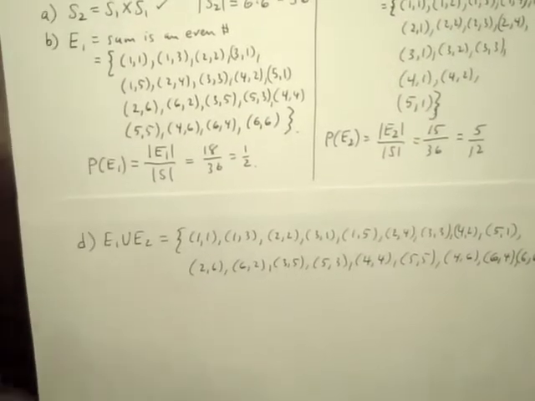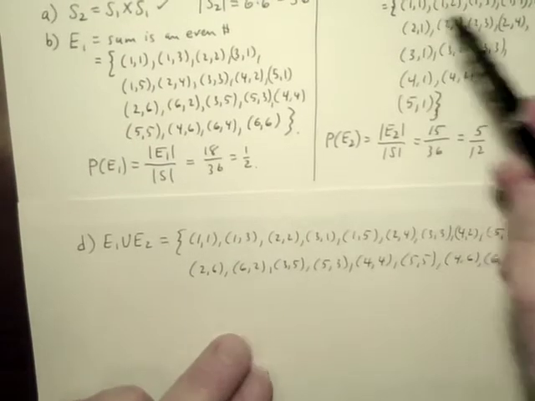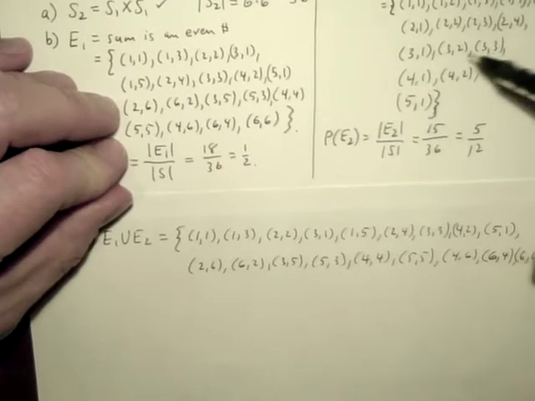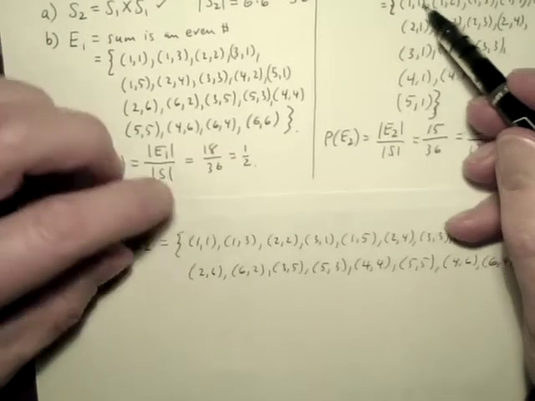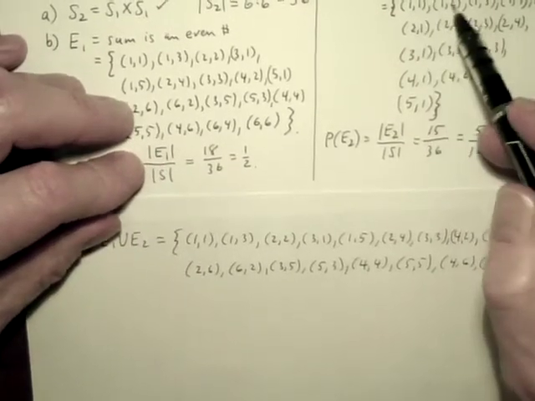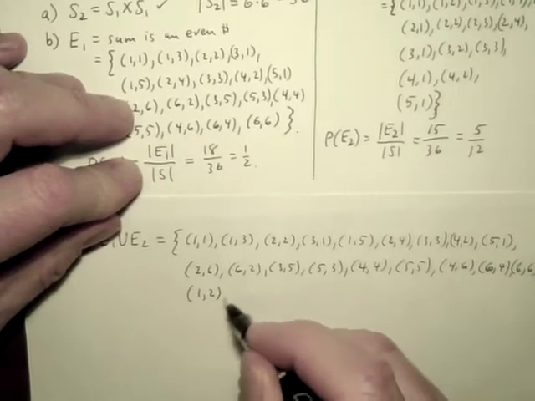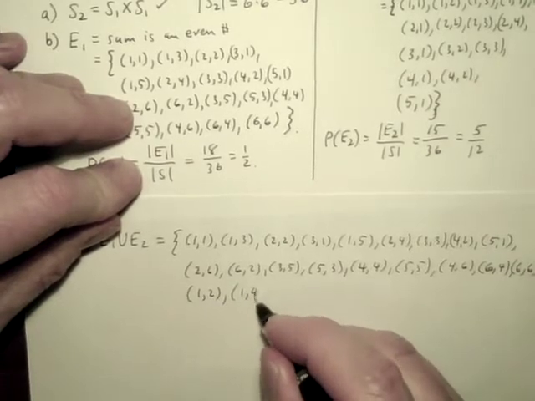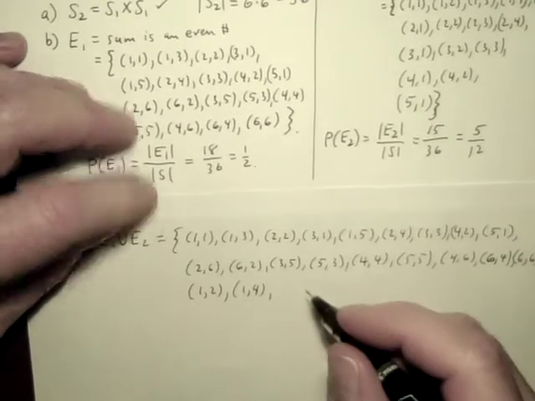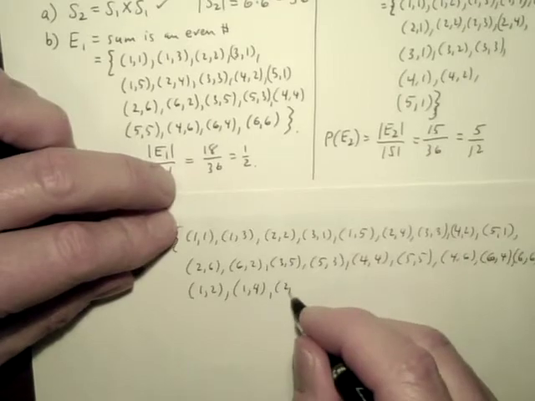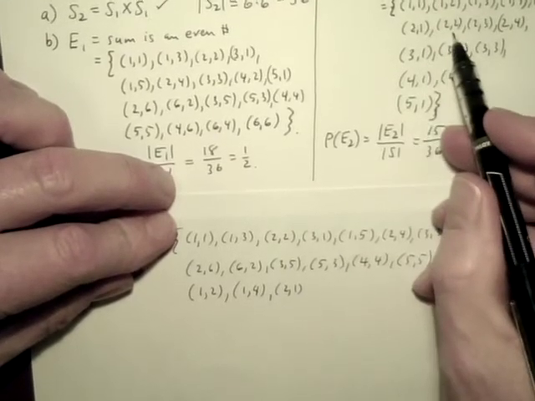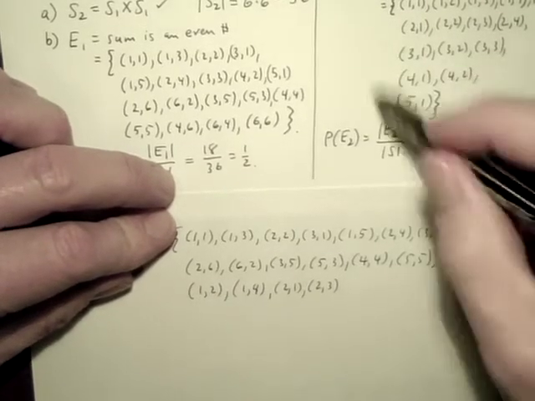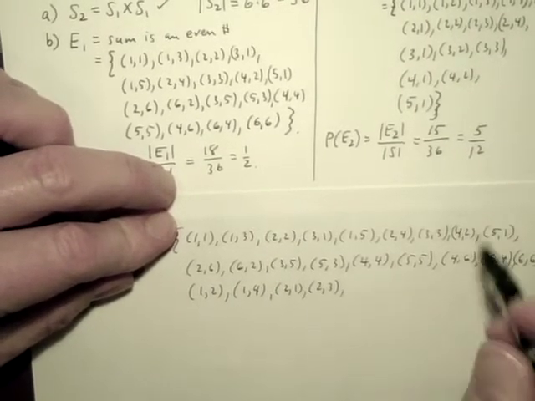And now I need to union it with these guys. And so I have to ask myself one at a time which of these guys goes in. 1, 1's already here because it's an even number. 1 and 2 is new. 1 and 3 is even. 1 and 4 is new because it's odd. 1 and 5 is even. 2 and 1 is odd, so I have to add it. 2 and 2 is even. 2 and 3 is odd. Looks like half the numbers over here in E2 are also in E1.